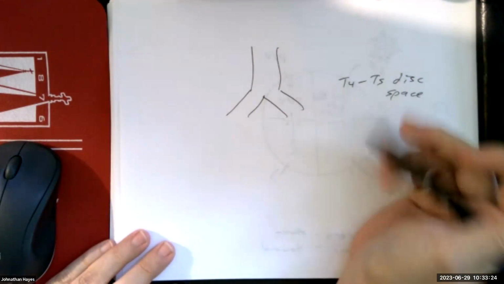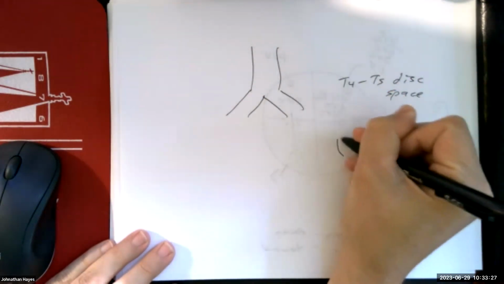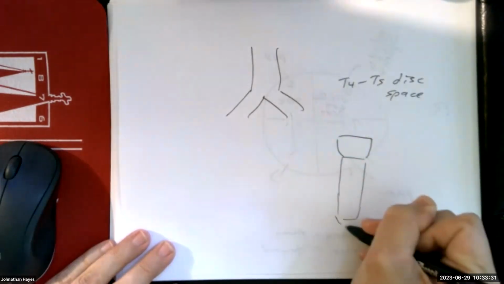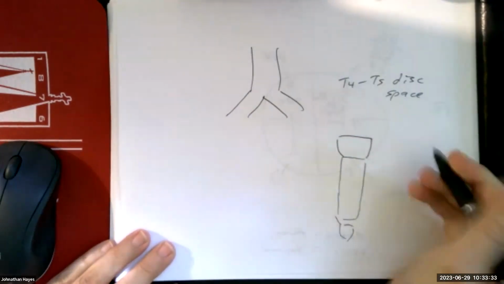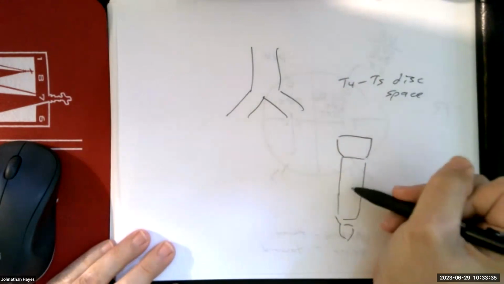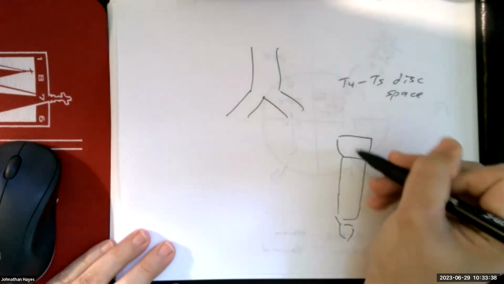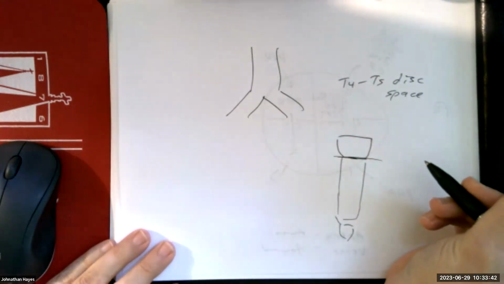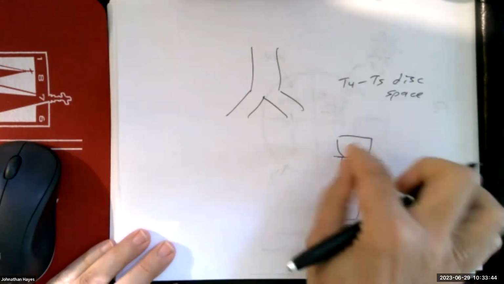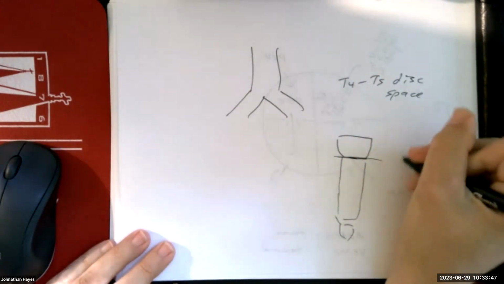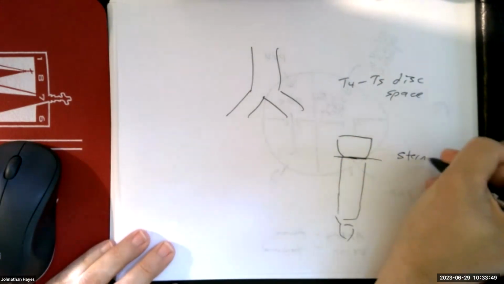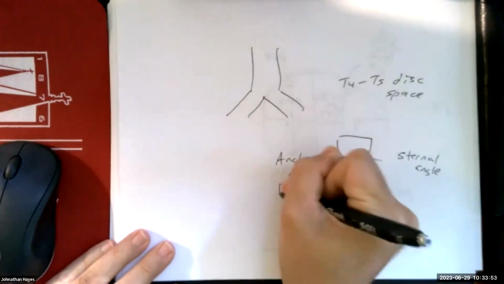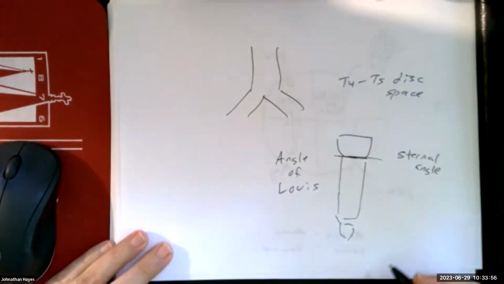From the front, this is occurring at the angle of Louis or the sternal angle, right? So if this is your sternum right here, here's your manubrium, your gladius, your xiphoid process. This forms an anatomical landmark that you can palpate on a person, but that little joint that forms right there is called the sternal angle, also known as the angle of Louis, okay?